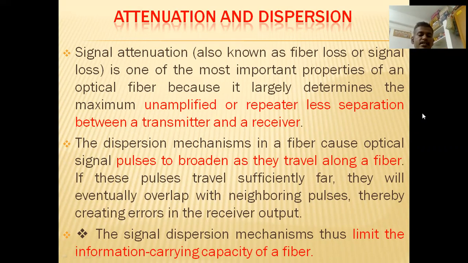The second topic is dispersion. Dispersion is nothing but pulse broadening when pulses travel along the fiber optical cable. Whenever the signal travels along the fiber optical cable, the pulse shape changes. That is called pulse broadening. Pulse broadening affects the information carrying capacity of the fiber optical cable. So in the second unit, we are majorly going to see attenuation losses and dispersion losses in fiber optical cable.